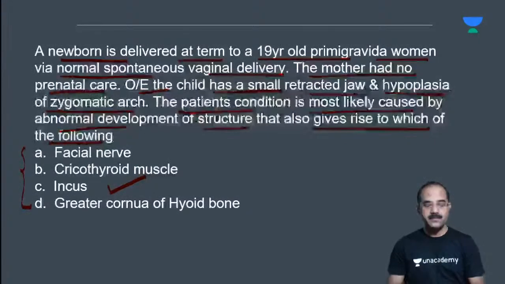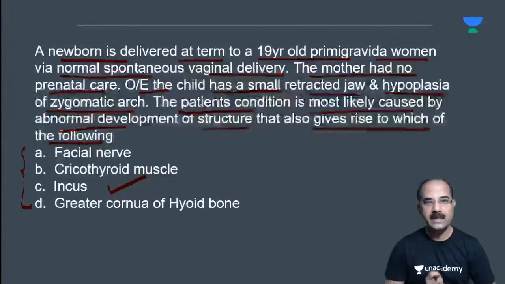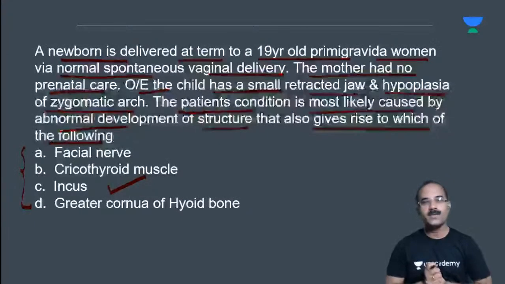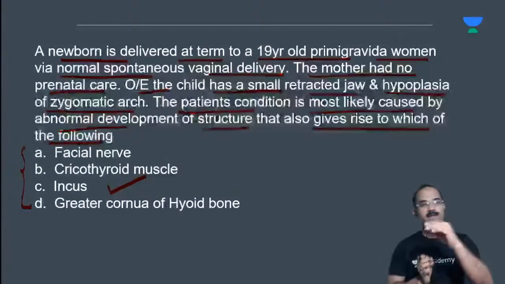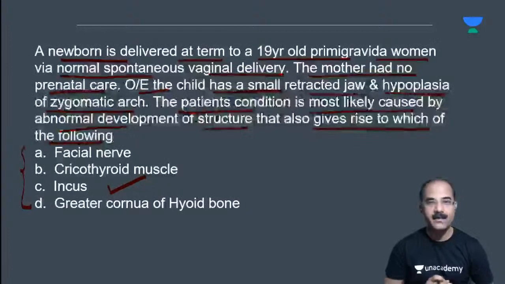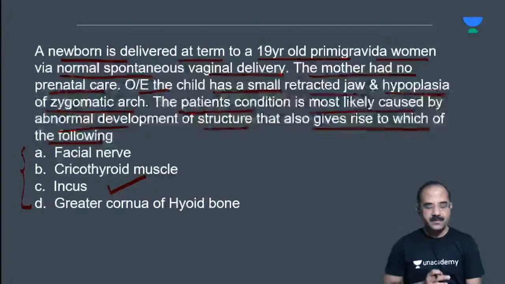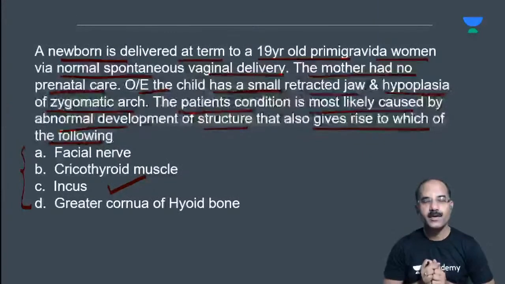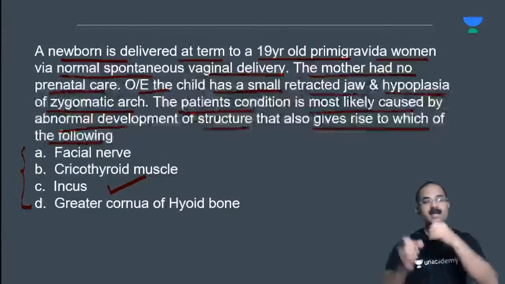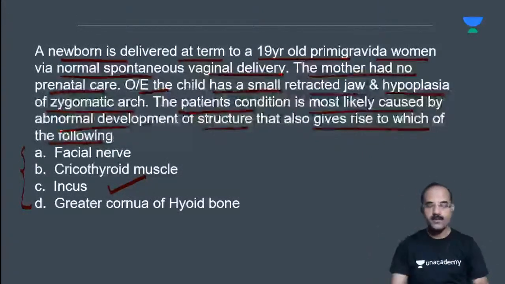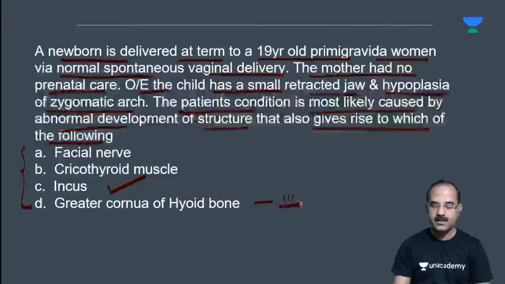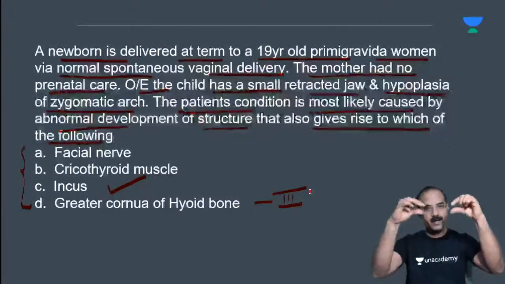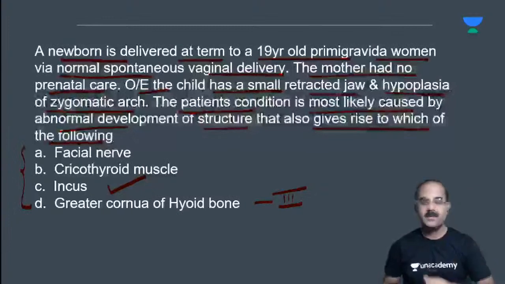Okay, clear. From the second pharyngeal arch, what else is derived? Anyone? The lesser cornu and the upper part of the hyoid bone are derived from the second arch. The greater cornu and the lower part of the hyoid bone are derived from the third arch.